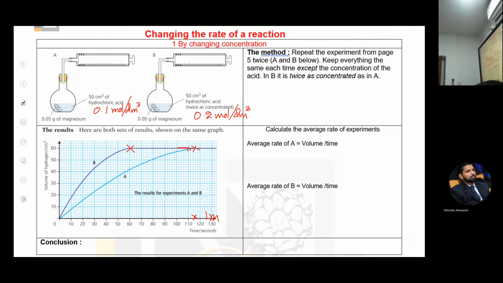Not the whole vessel, but the whole tube. There is another part of the tube.